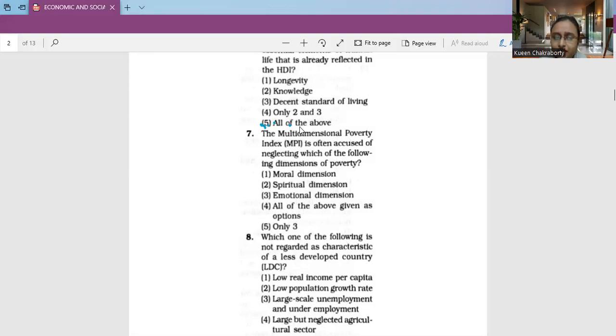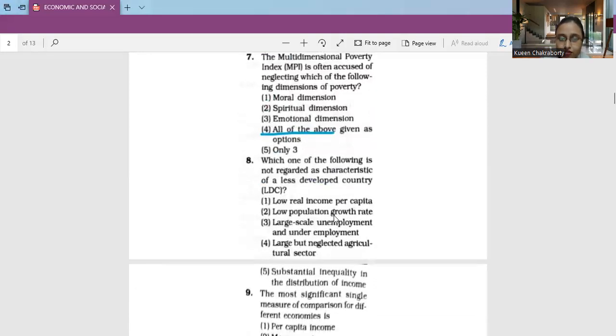Criticisms came mainly from various economists, especially Ratan Lal Basu, who did not think it appropriate to miss out these important factors like moral dimension, spiritual dimension, emotional dimension. So all of these three factors were neglected or avoided. In that case, all three are correct options: moral, spiritual, and emotional. All three were neglected. So we consider option number 4 as the correct option, all of the above. Next, moving on to question number 8.